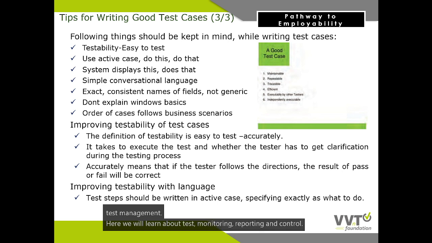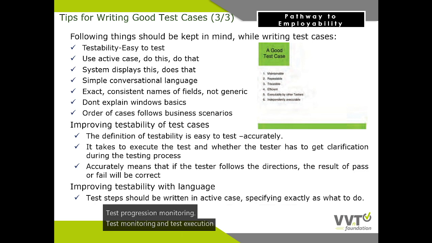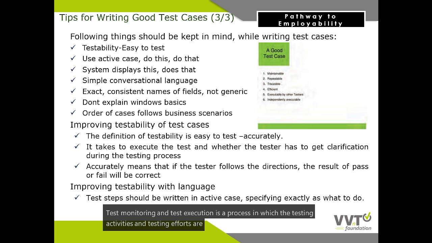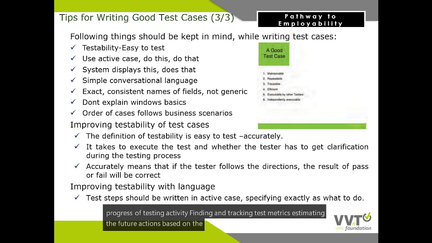Test progression monitoring. Test monitoring in test execution is a process in which the testing activities and testing efforts are evaluated in order to track current progress of testing activity, finding and tracking test metrics, estimating the future actions based on the test metrics and providing feedback to the concerned team as well as stakeholders about current testing process.